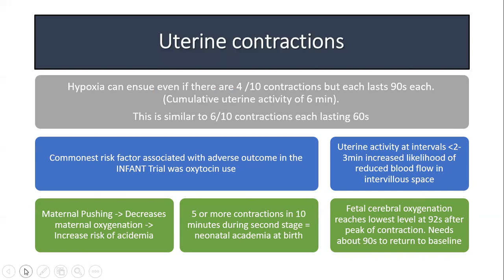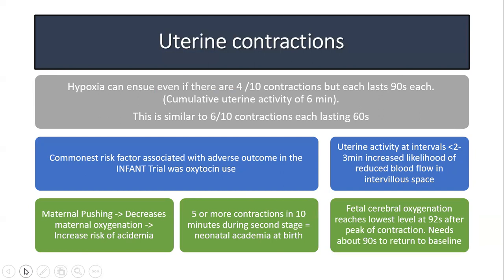The commonest risk factor associated with uterine heart rate abnormalities in the INFANT trial was oxytocin use and contractions. And like we've said, uterine activity at intervals of less than 2 minutes will reduce intervillous flow and fetal oxygenation. We know that maternal pushing also decreases maternal oxygenation, which also increases the risk of acidemia to the fetus.